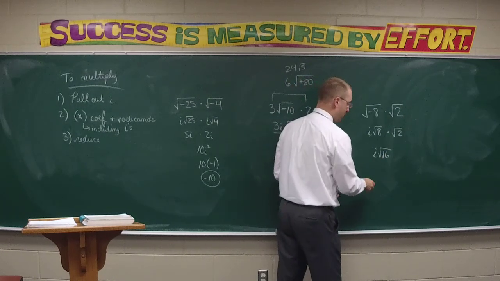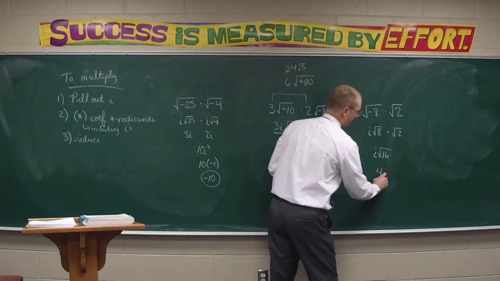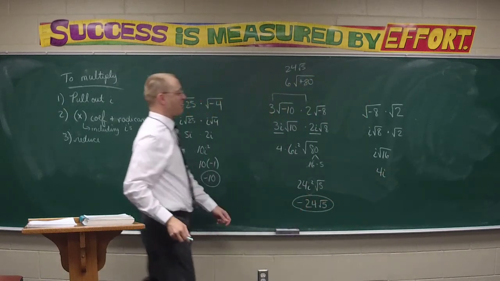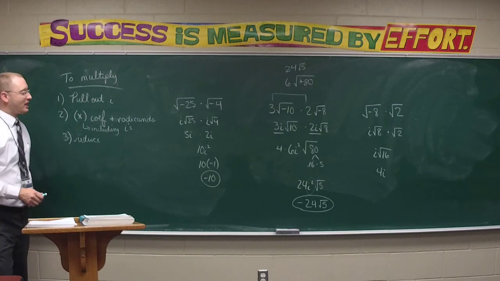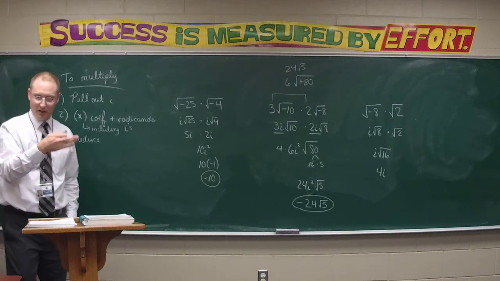4. There you go again. So we end up with 4i. 4i. Again, always Michael. There's tension after class. All right, questions on this? We got the feeling of what we're doing here.